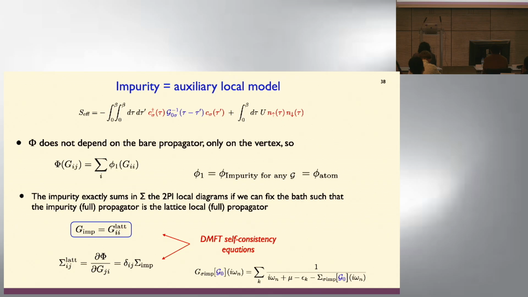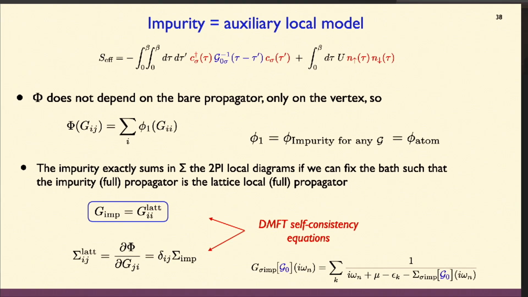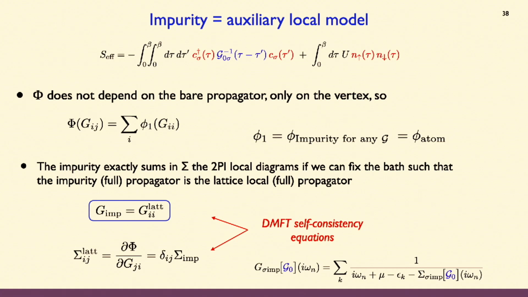If you look at the diagrams for phi, phi does not depend on the bare propagator, just on the full propagator on the vertex. And you can see that, in fact, the impurity problem is just an auxiliary problem that will sum exactly the diagrams, which are the local diagrams, in the phi propagator. So you're going to use the impurity problem as an auxiliary machine to solve these approximations.